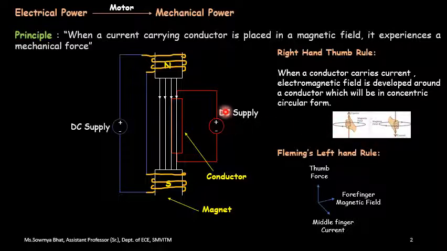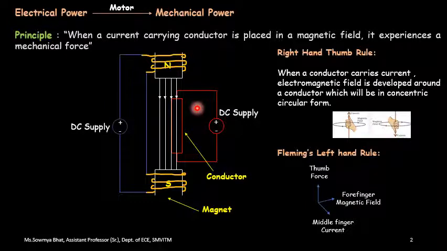In the same way, the current carrying conductor is this one. This conductor will produce an electromagnetic field around it, in concentric circular form. To determine the direction of that electromagnetic field, I have to apply the right hand thumb rule, which I will explain in detail in the next slide. So that is regarding the right hand thumb rule, used to determine the direction of the electromagnetic field produced by this current carrying conductor.